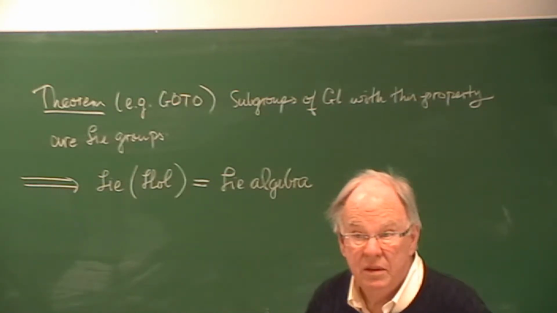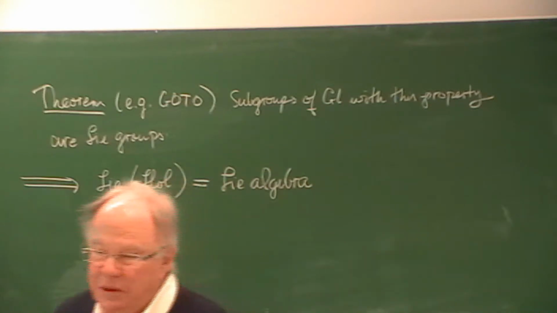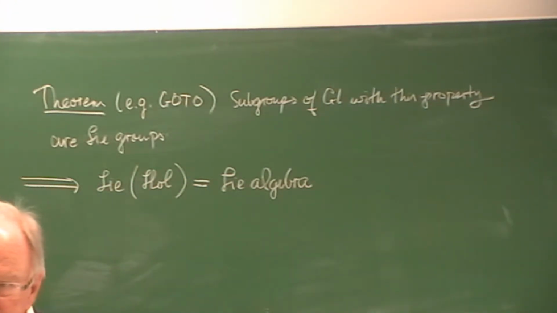Yes. It says subgroups of GL with this property. Which property are you referring to? What properties are needed for this theorem? Yes. That every point in the group, so we're talking about the restricted holonomy here, every point in the group can be connected by a piecewise smooth curve to the identity.